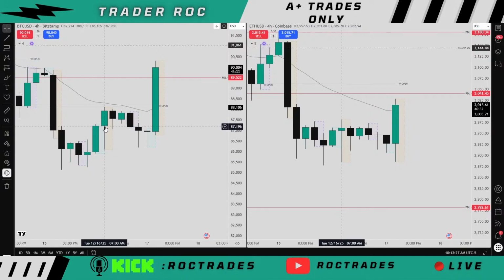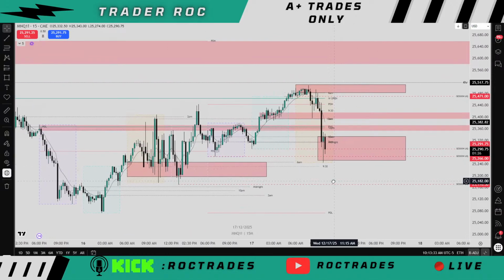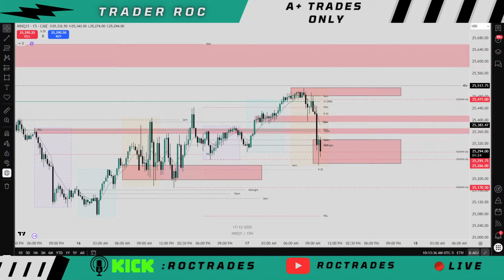that 6 a.m. candle essentially. Look at this low. Look at how price trades into it. Look at the reaction. I'm thinking we get a similar reaction here out of Nasdaq whenever it's ready to go, right?